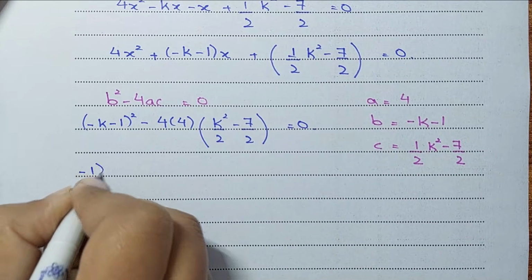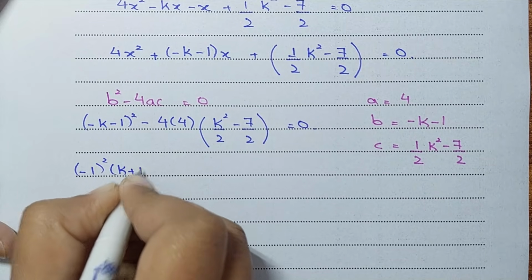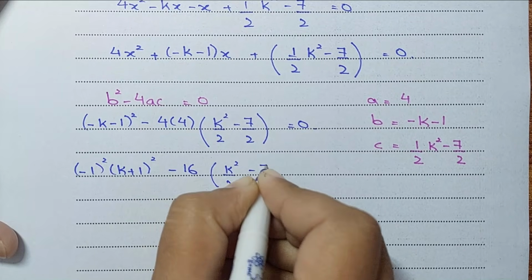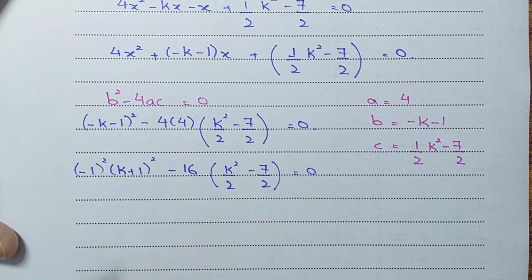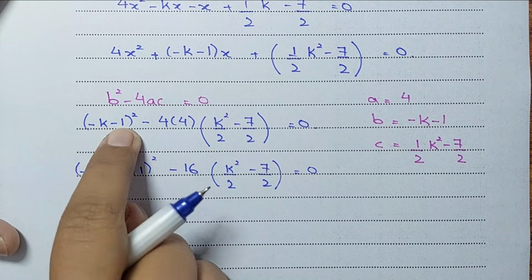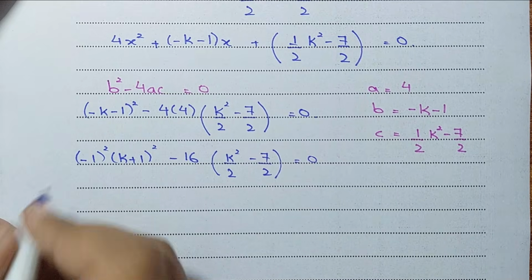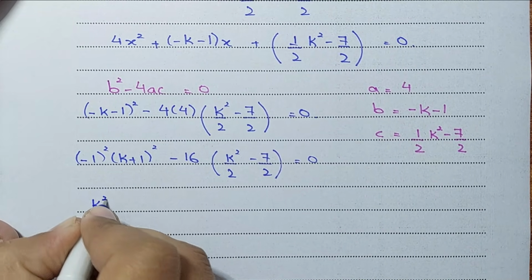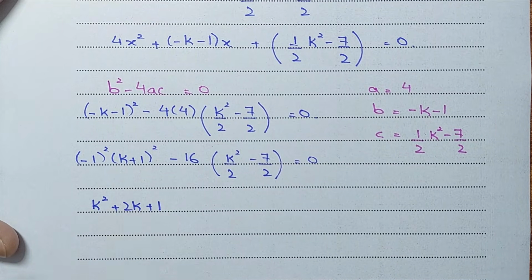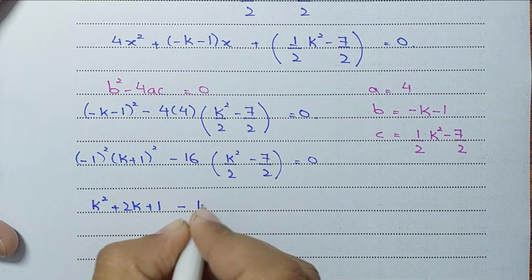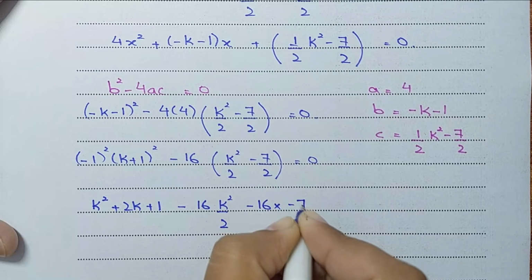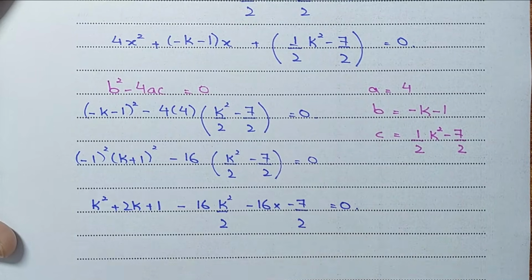Now take the negative sign common. Negative 1 square, or k plus 1 whole square, minus 4 times 4 is 16, times k square divided by 2 minus 7 by 2, equals 0. So in this step I did 4 times 4 and I took a minus sign common. So minus 1 square and k plus 1 is left. K is positive and 1 is also positive. Minus 1 square is 1. K square plus 2k plus 1, I opened a plus b whole square: a square plus 2ab plus b square. Minus 16 is multiplying with k square over 2, and minus 16 is multiplying with minus 7 by 2, equals 0.